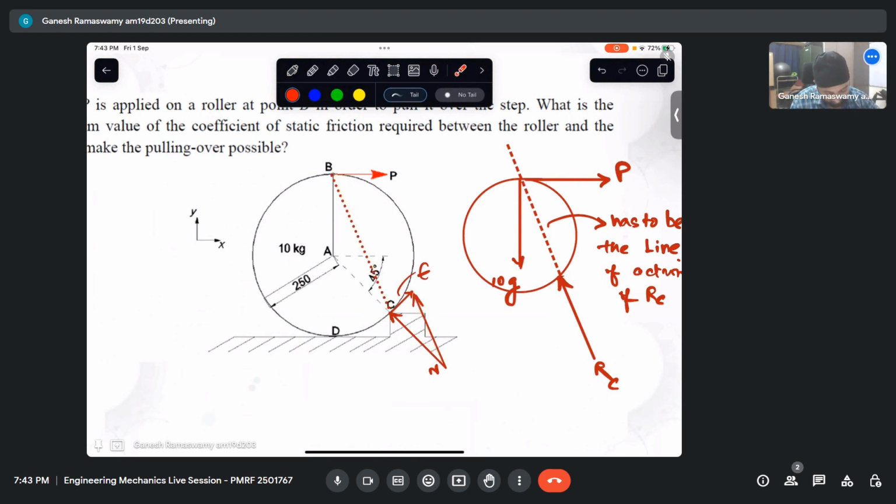Which implies that this angle should be the same. Only then it will be parallel. Rather than parallel, I should say it should be like this. So I should move my frictional force over here. Then it will make everything clear. So this is my normal force.